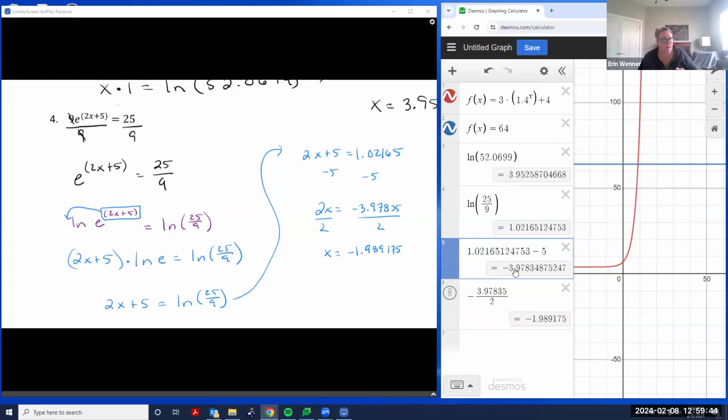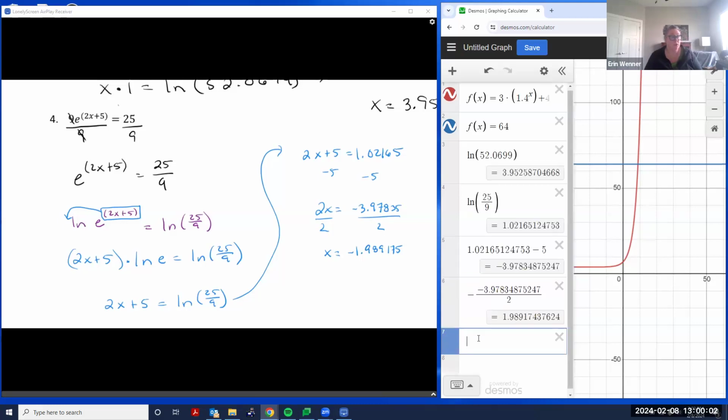And that, again, just takes your decimal places out farther. If we had not rounded the natural log of 25/9 from the very beginning, if we'd done the whole calculation as 1, that means we would have had x equals the natural log of 25/9 minus 5 all divided by 2. Those are the steps we took, right? We subtracted 5 from that value, divided the whole thing by 2.